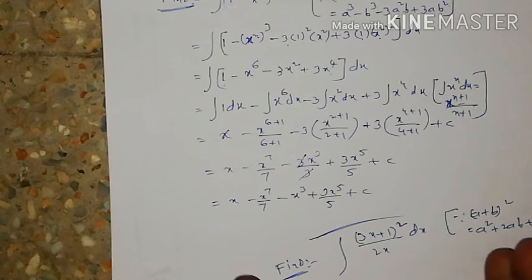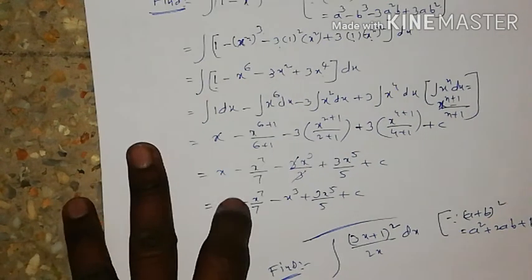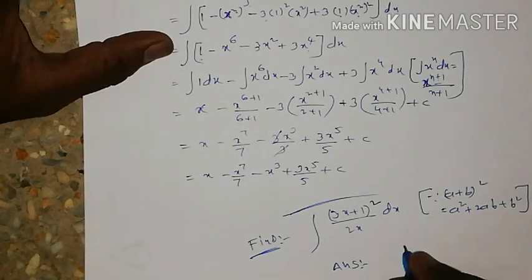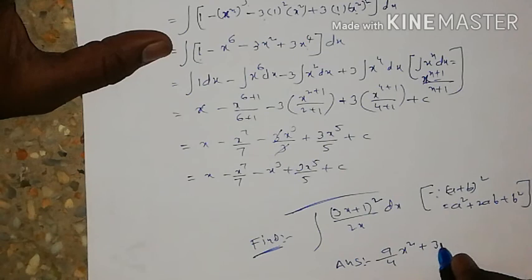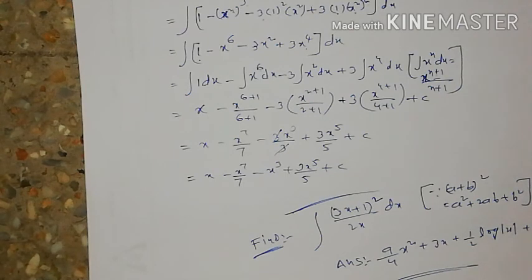Then you have to separate each term over the denominator. After cancellation, you have to identify which form they are in, and apply those formulas. Simple only. So try this one. If you want, I will give its answer. What is the answer? 9 by 4 x square plus 3x plus 1 by 2 log mod x plus c. So this is the answer. You try yourself. Okay, here I am giving its answer also.